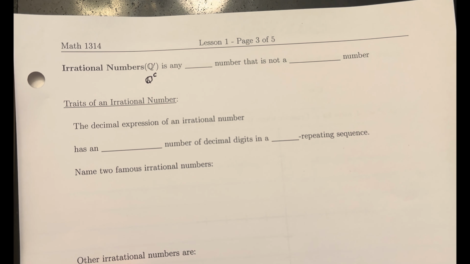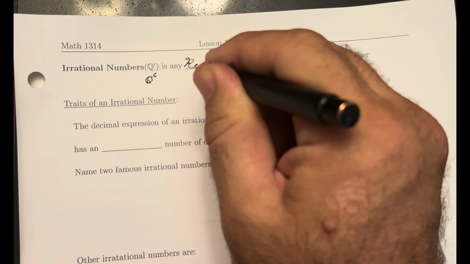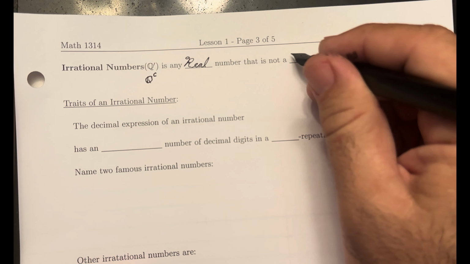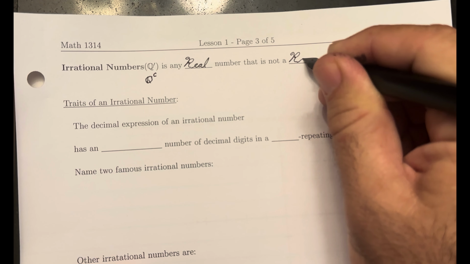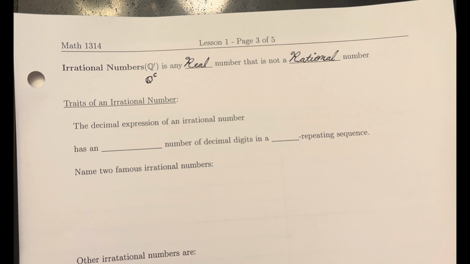And so an irrational number is any real number that is not a rational number. So it should be noted, the other sets that we've seen so far have been defined by what they are. This is the first set we've seen that is defined by what it is not. It is defined as a real number, but its defining characteristic is that it is not a rational number.